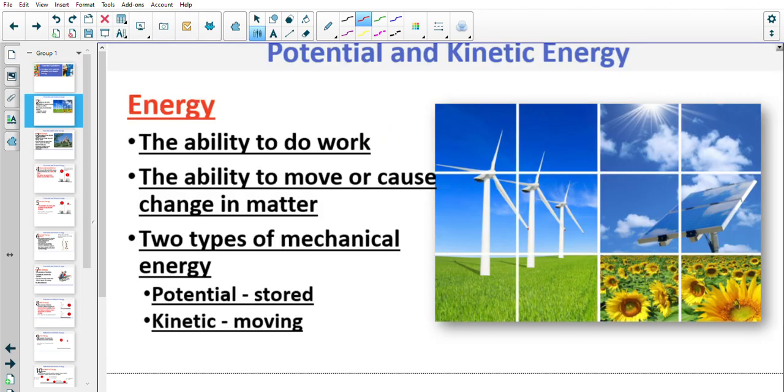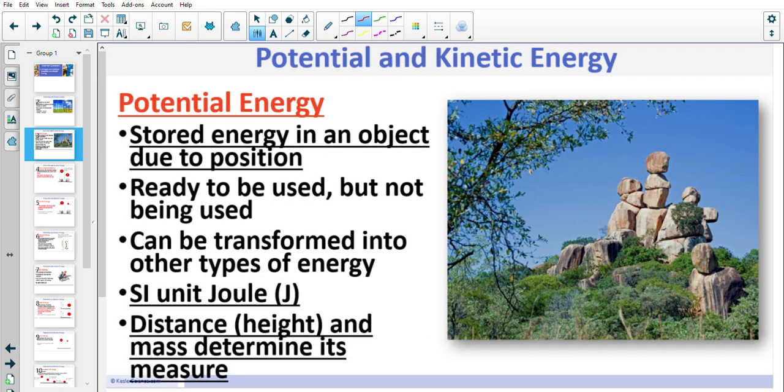Energy, you need to know, is the ability to do work. It's the ability to move or cause change in matter, and there are two types of mechanical energy. You have potential energy, which is stored, not moving, it's just there and available, and you have kinetic energy, which is energy that is actually in use or moving.